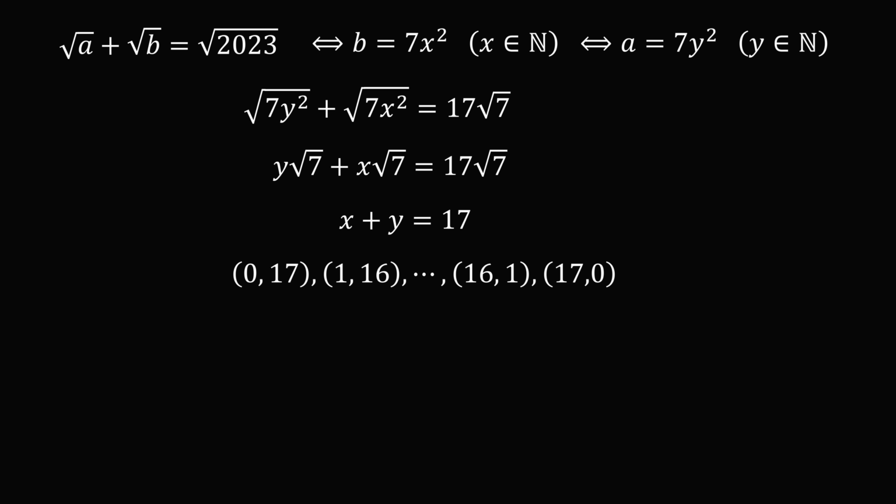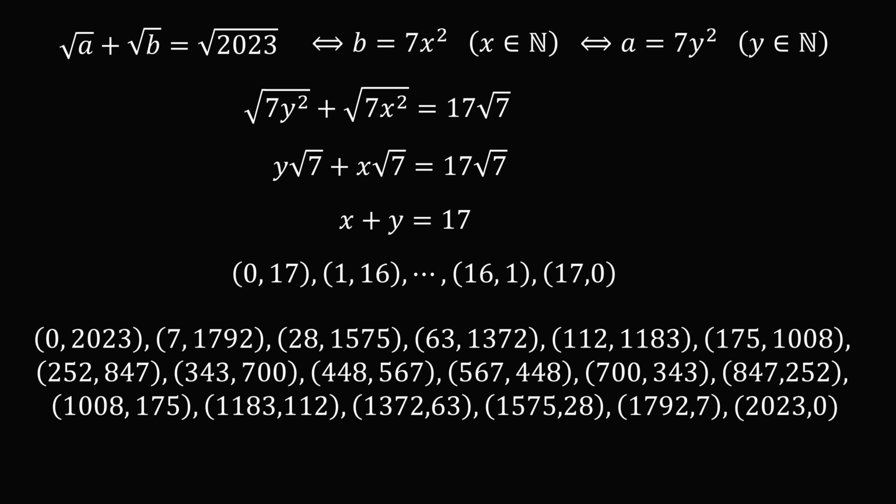We have 0, 17, 1, 16, 2, 15, and so on. We have a total of 18 pairs. We can then substitute in for x and y to get the pairs a and b. So we'll end up with 18 pairs of solutions, as shown on the screen. And that's the answer to the first part of the question.